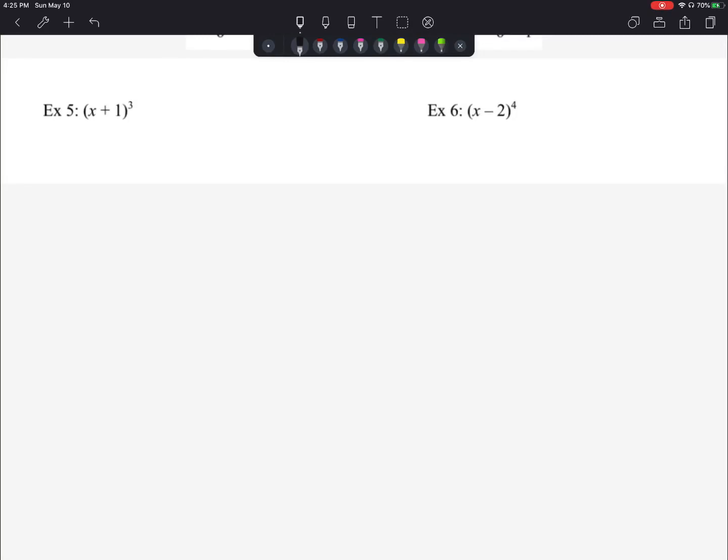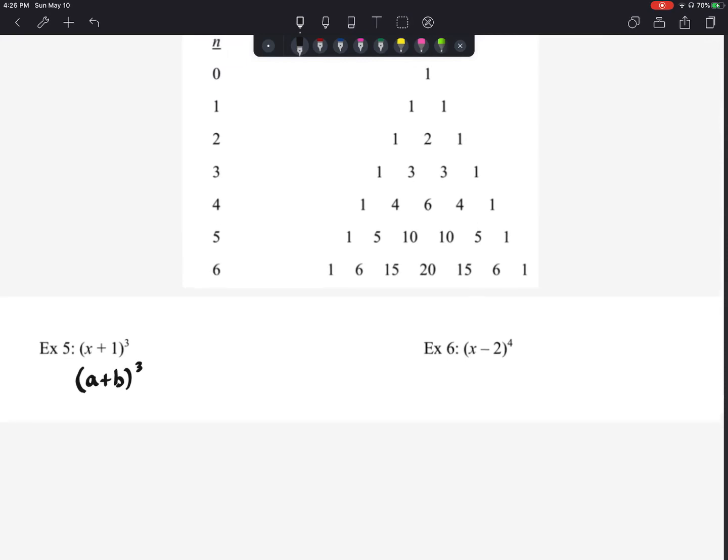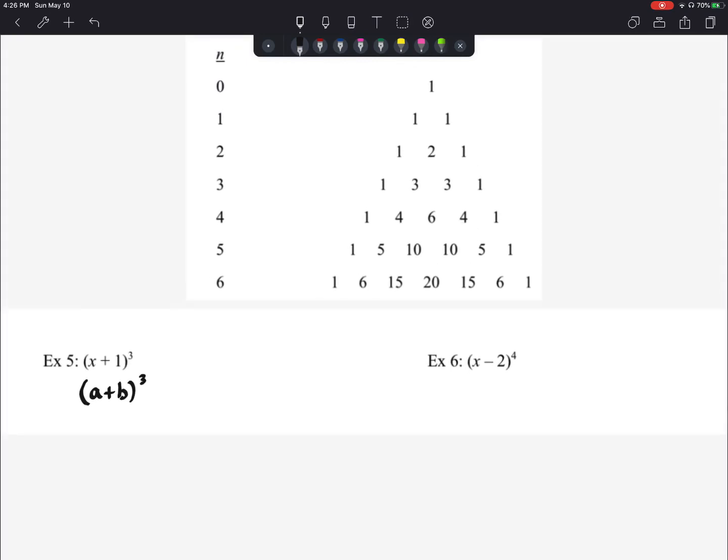Examples 5 and 6. We're asked to expand the quantity of x plus 1 to the third power in example 5. Now this one looks a little different than the ones we've been doing because we've had a's and b's in them, but the strategy that I would propose to you here is let's just treat this as a plus b to the third as we start. Now we can use Pascal's triangle to do the expansion if you would like to do that there, right?